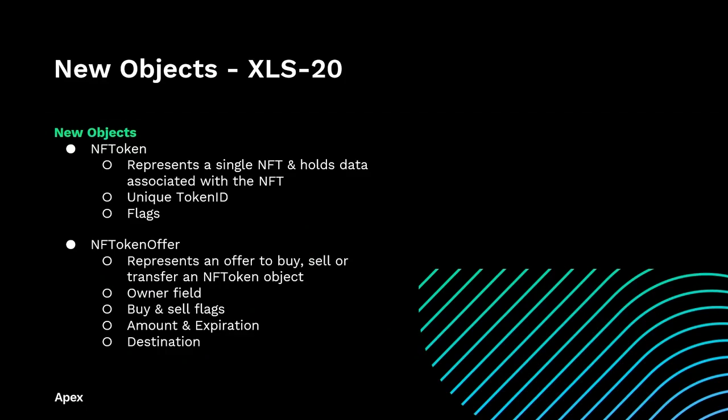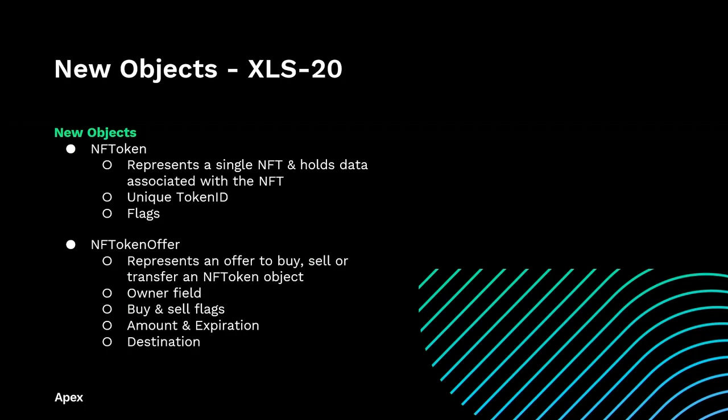The first one, we call it NFToken, and as the name suggests, it represents a single NFT and holds the data associated with the NFT, and it is uniquely identified by its token ID. There are several flags that the issuer can set that would specify what kind of NFT it is. As I talked about, it could be burnable, non-burnable, transferable, and they can also set the transfer fee.